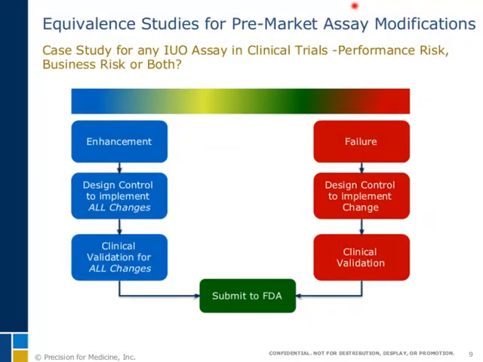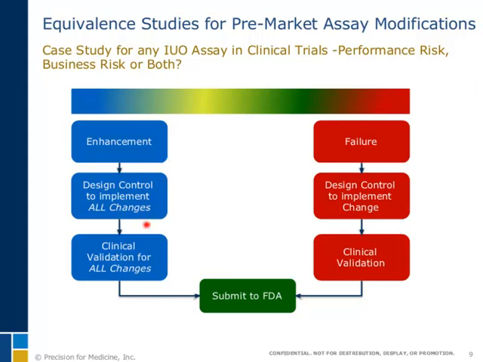So here's the first thing we think about when we've got a pre-market assay modification. You have to look at the performance risk, the business risk, and both. Why are you making the modification? Is it on the continuum of risk, is it an enhancement or is it due to a failure? If it's due to an enhancement, that the manufacturing people have found a more efficient way to make it, to improve yields, to reduce background noise, whatever it is, it's an enhancement.